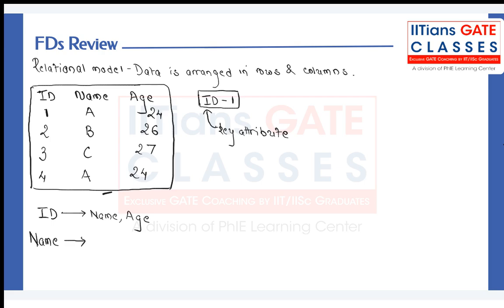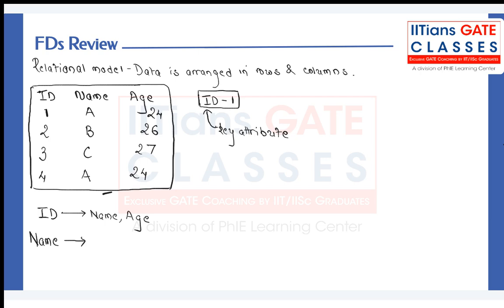I will get a different ID for sure, because if the name is capital A, the ID could be 1 or the ID could be 4. But if the name is capital A, I will get the same age. If the name is capital B, will I get a unique age or a different age? See, there is only one row with name as capital B, right? So definitely you will get a unique age.